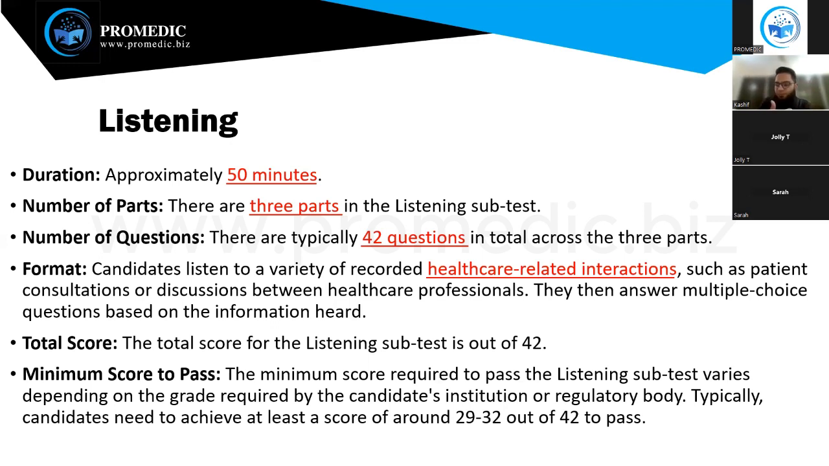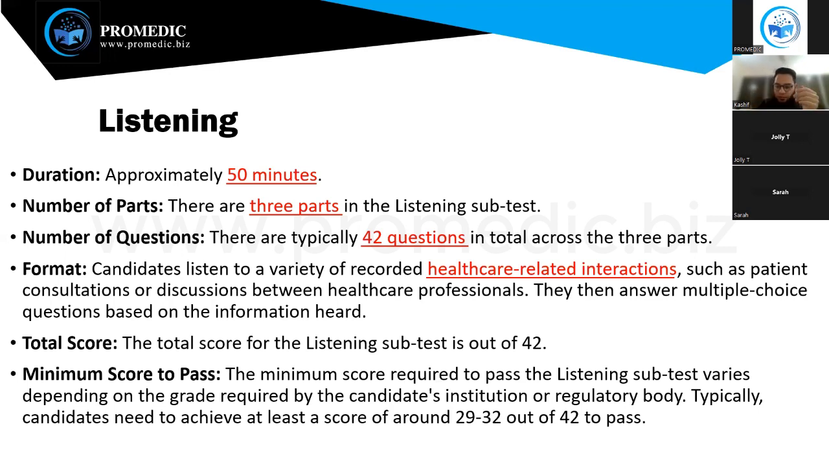So there are part A, part B, part C. As I've said, there are three parts in total. Part A can be a discussion between two recorded healthcare professionals. Part B can be a short workplace extract, which I just mentioned can be between two doctors or two colleagues. And part C is a presentation or interview extract. You have to listen to two different extracts and answer six multiple choice questions.